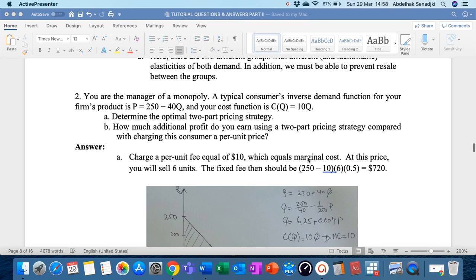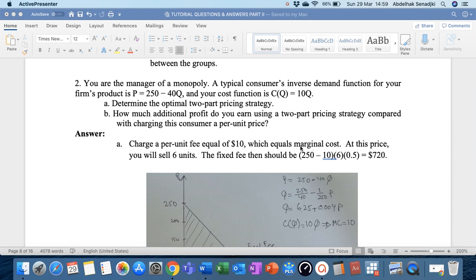The second question: you are a manager of a monopoly. A typical consumer's inverse demand function for your firm's product is P equals 150 minus 4Q, and your cost function is C(Q) equals 10Q. The first question: determine the optimal two-part pricing strategy. So charge a per unit price equal to 10, which equals the marginal cost. At this price, you will sell 6 units, and the fixed fee then should be around 720.